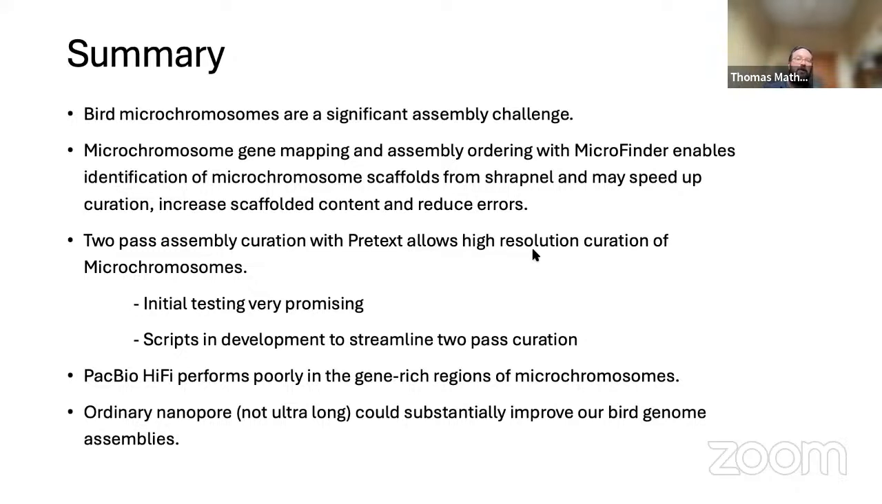We're also developing this 2-pass curation method for birds, where we do an initial curation as best we can, split out the very small scaffolds, remake the Hi-C map, and then do a detailed curation of those small chromosomes to improve the accuracy. It also allows us to place more assembly content onto those chromosomes. Initial testing of this is looking quite good. There's an issue with PacBio HiFi in the gene-rich regions of the micros, and we would definitely recommend generating some nanopore data, if you have the capability to do that, as well as the HiFi data, which would probably help.